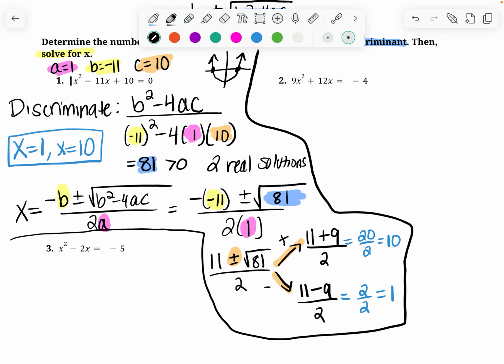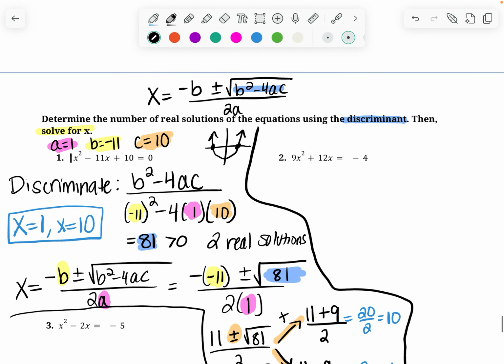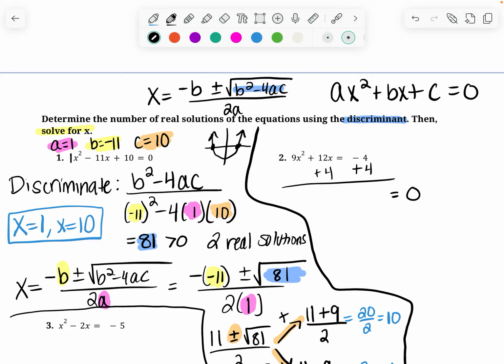So number 2, first of all, we need to make sure that we have our equation, our ax squared plus bx plus c equal to 0. So we'll notice here we have it equal to negative 4. So we will have to add 4 to both sides so that we get it equal to 0. Now on the other side, the 9 has an x squared and the 12 has an x. So we cannot add the 4 to either of those. So it is just going to go at the end of the equation. So we're going to have plus 4. So that means our A is 9, our B is 12, and our C is positive 4, not negative 4.